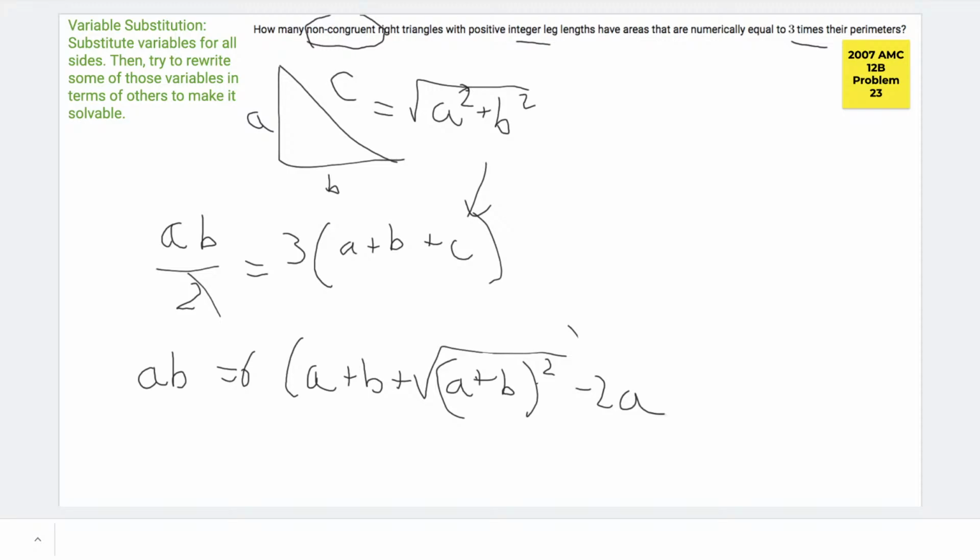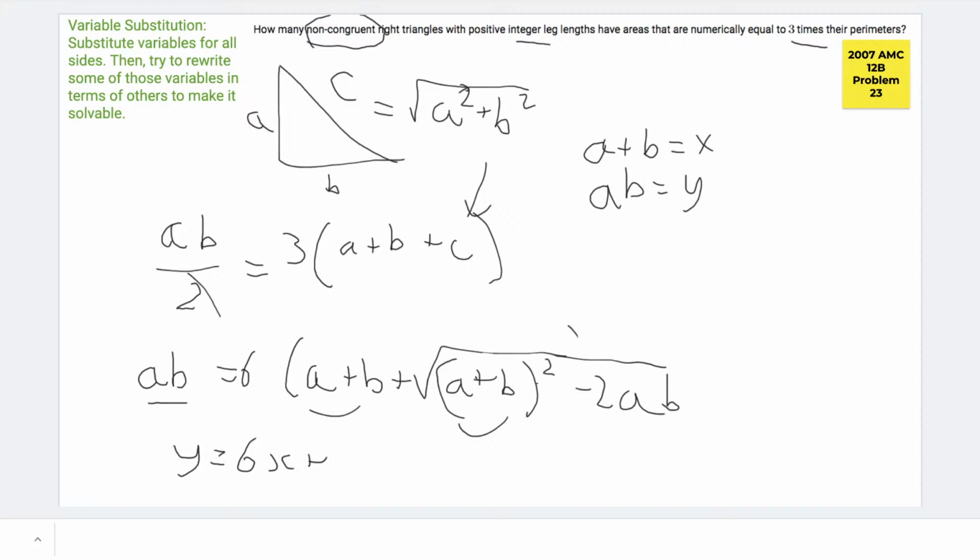Now we notice we have AB here, and A plus B here, and A plus B here. So let's just substitute variables for those terms. Let's say that A plus B equals x, and AB equals y, and see if we can get some success in this problem. Now we substitute those variables in, and we get y equals 6 times x plus 6 times the square root, and inside the square root we have (A plus B) squared, which is x squared, minus 2y.